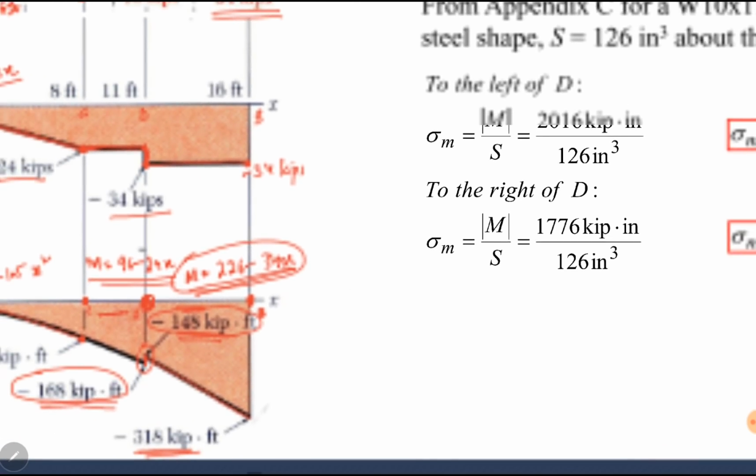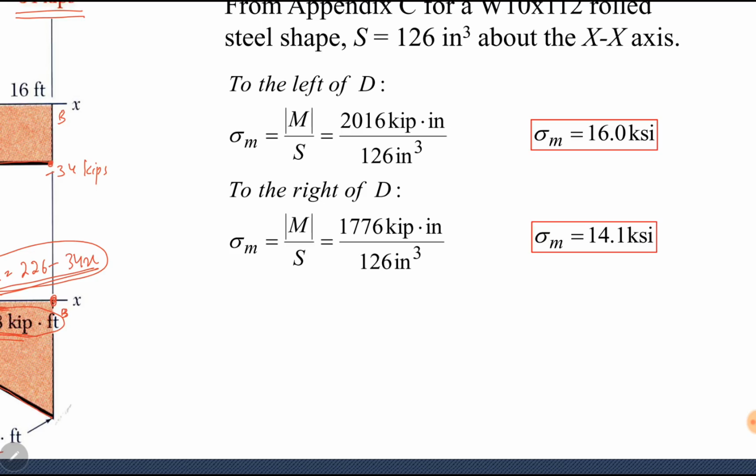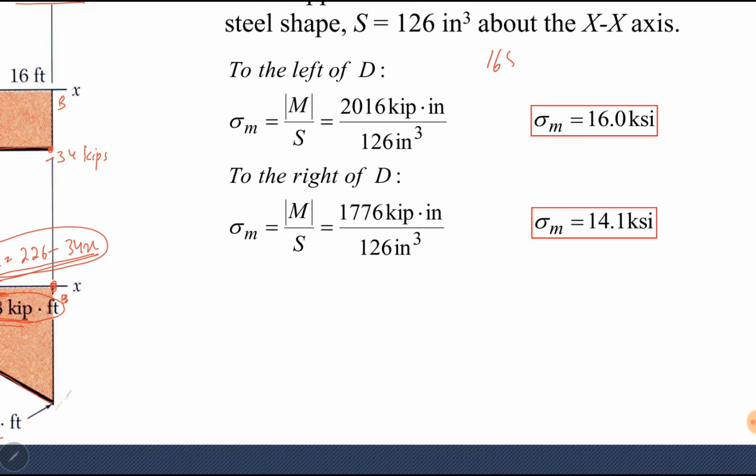So this one is minus 168 kilopound feet. We just need the numerical value. The negative sign is not important for us. So 168 kilopound feet. 168 kilopounds means 168,000 pounds, and 1 foot is equal to 12 inches. So it becomes 2016 into 10 power 3, or 2016 kilopound inch. Kilo is 10 power 3.